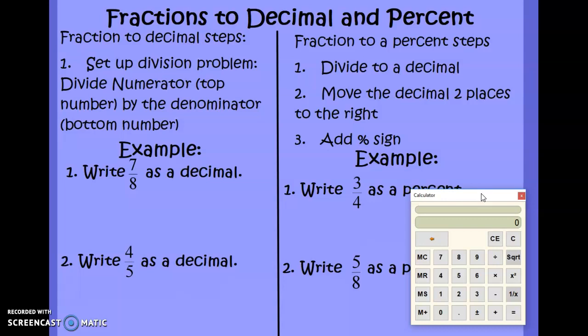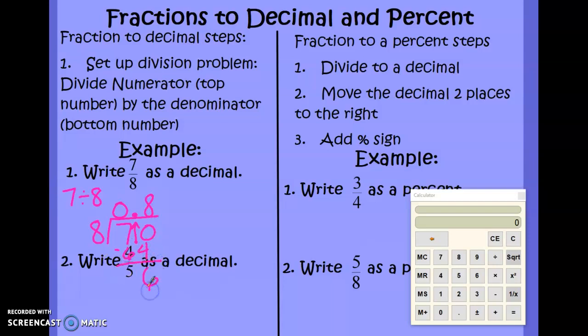Okay, so what that means, this first example, write 7/8 as a decimal. That means we're taking 7 and dividing by 8. If I was setting this up in the division bar, I would set it up 7 inside, 8 outside. Okay, you're going to have to add a decimal and a 0 because 8 cannot go into 7. Don't forget, your decimal goes straight up. Okay, and 8 goes into 70 times, which is 64.